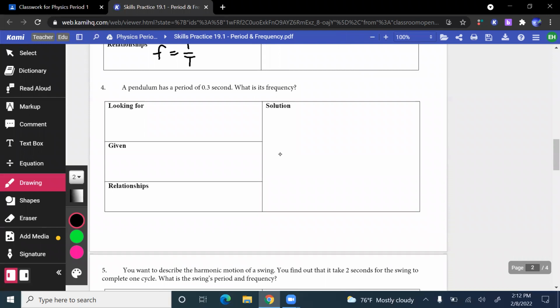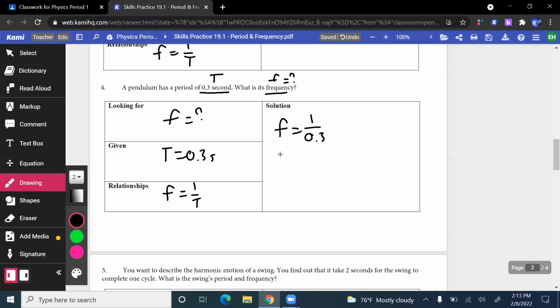Number 4, a pendulum has a period of 0.3 seconds. What's the frequency? Looking for frequency, period is 0.3 seconds. Frequency is the inverse of period. Let's go 0.3 inverse, and we get roughly about 3 1/3 hertz, or 3.3 cycles every second.